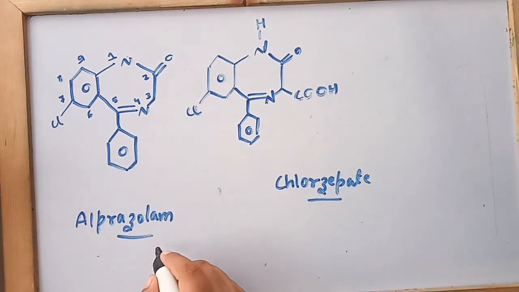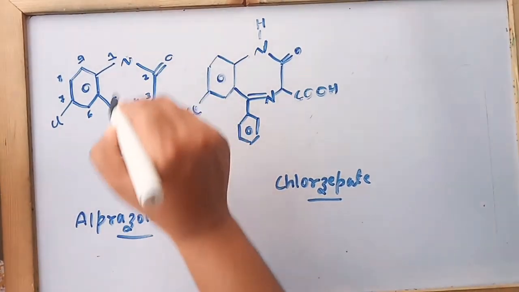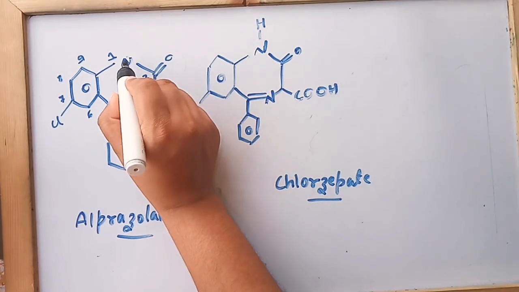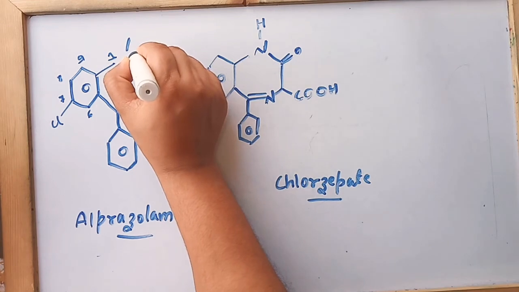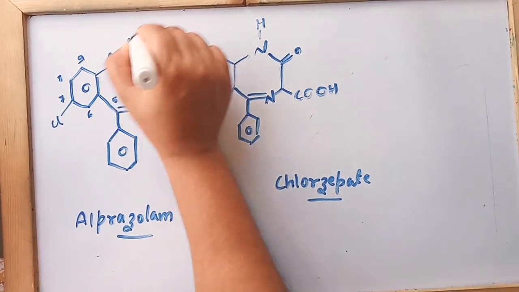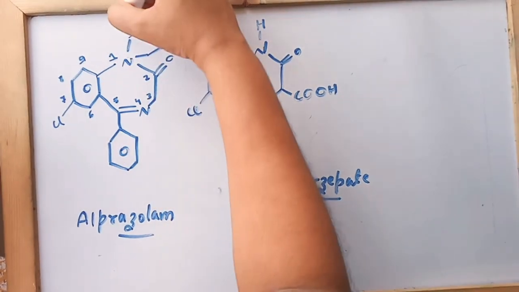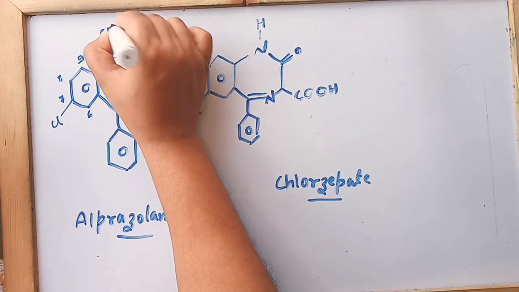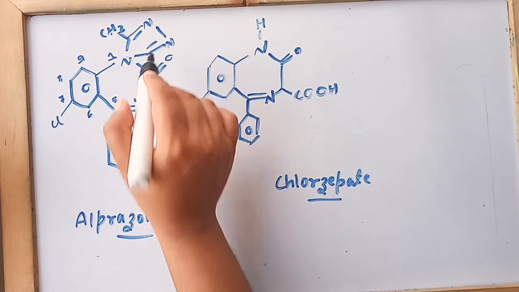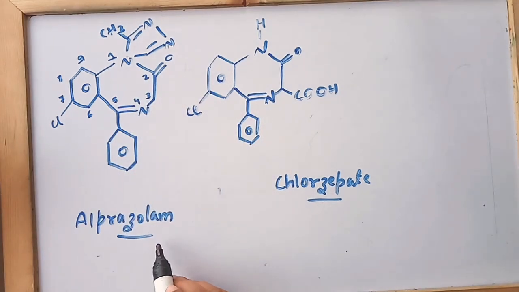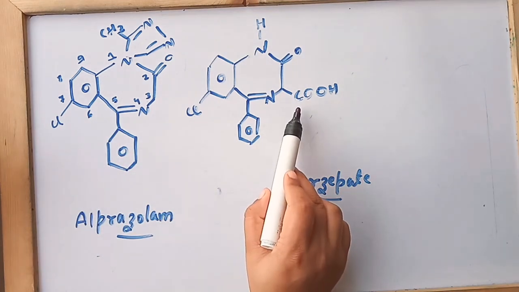For alprazolam we have to add a triazolo group. First of all we make a diazepam ring, and at the 1st position the methyl group is erased. Over here we are going to make a triazole ring. So how is this? N. This is the triazole ring, and over here we add a methyl group and a double bond. So this is the triazole ring present. This forms the structure of alprazolam. In alprazolam, the substitution is at the 1st position only, and over here we have substitution at the 3rd position.